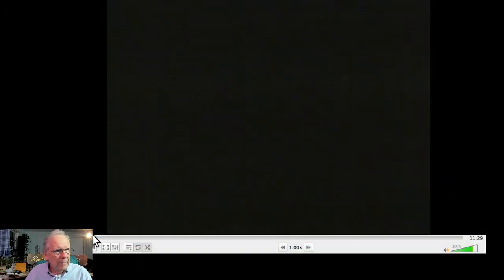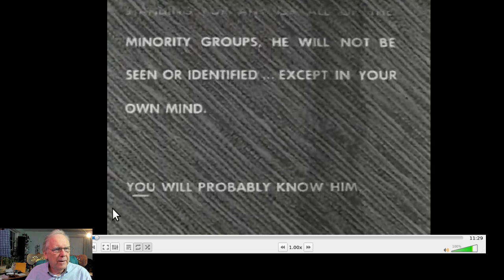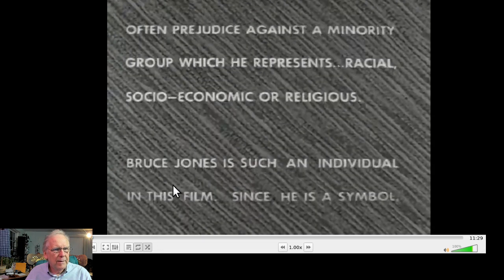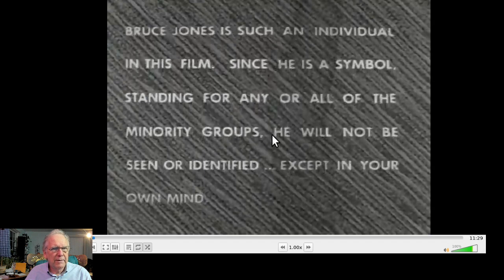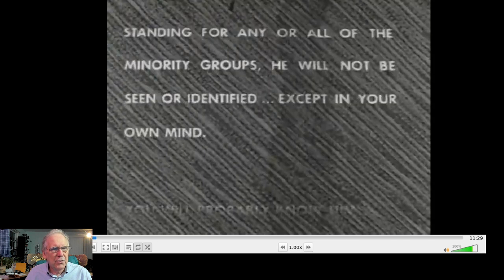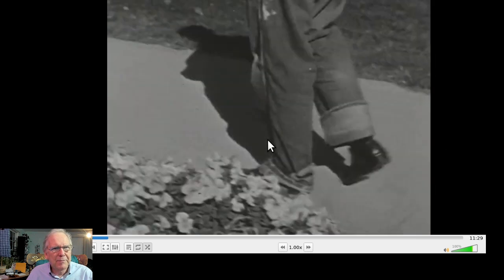I thought it was just totally bizarre. Here it says he will not be seen or identified except in your own mind. So they show, you know, this is supposed to be a person of color, right? According to the producers of this thing. And they show a guy with his pants all messed up, and everybody else is dressed really nice, and they got this guy dressed like this.